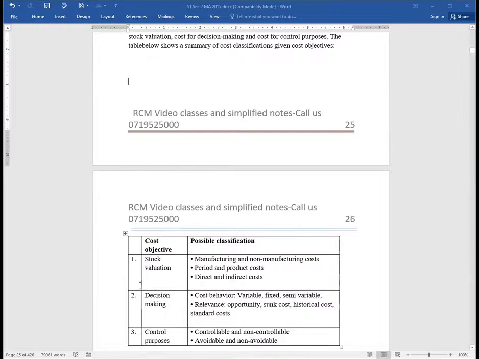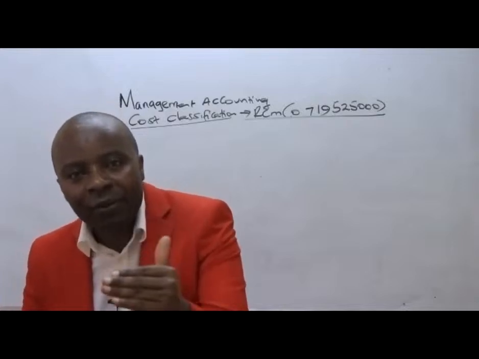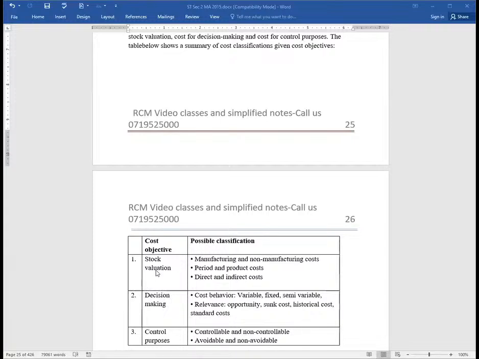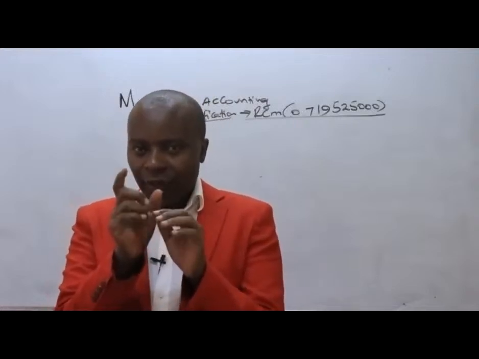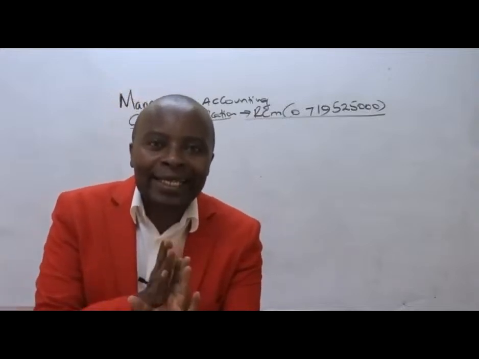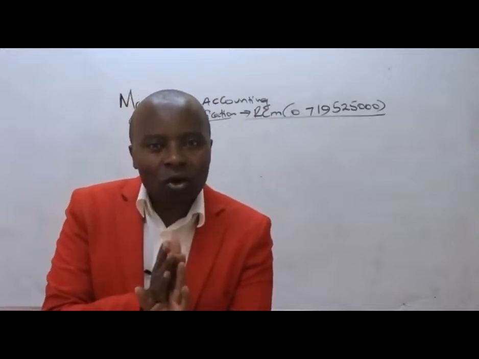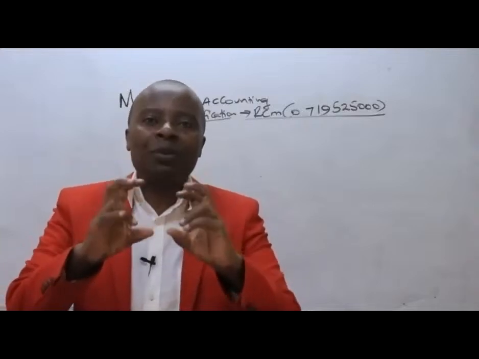So if you have a cost objective of stock valuation, what will be some of the classifications of costs under stock valuation? Ladies and gentlemen, here we are told that under stock valuation we are going to have two types of costs. We could have what we call manufacturing and non-manufacturing costs. Listen to me very well. If you classify them in terms of manufacturing and non-manufacturing, then we shall be having costs that can be pegged directly on the goods which were manufactured, what we shall be calling the direct costs, costs which are directly attributable to the products that we produce. And then we shall be having costs which we shall be calling non-manufacturing.